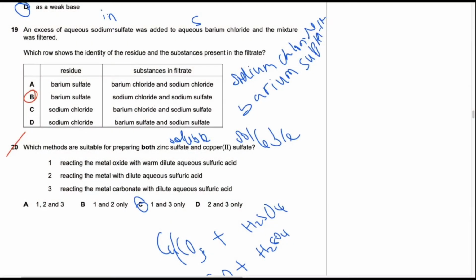An excess of aqueous sodium sulfate was added to aqueous barium chloride, and the mixture was filtered. Sodium sulfate, barium chloride. Okay, so let's understand the reaction here first. Sodium sulfate, barium chloride. This is aqueous. This is aqueous.